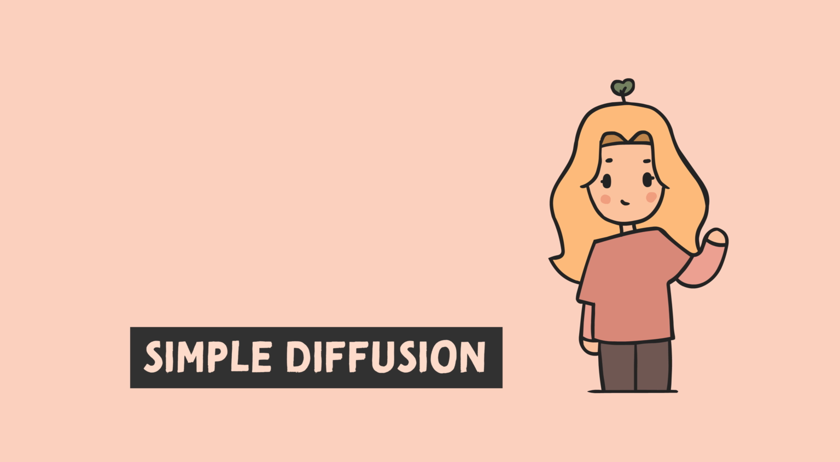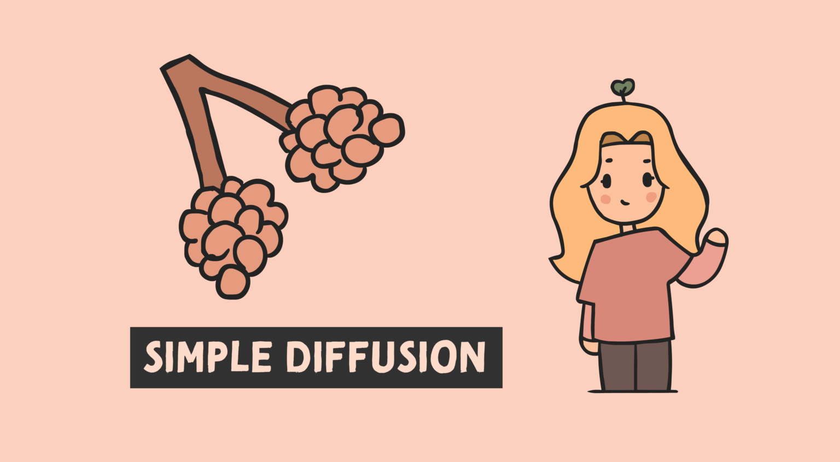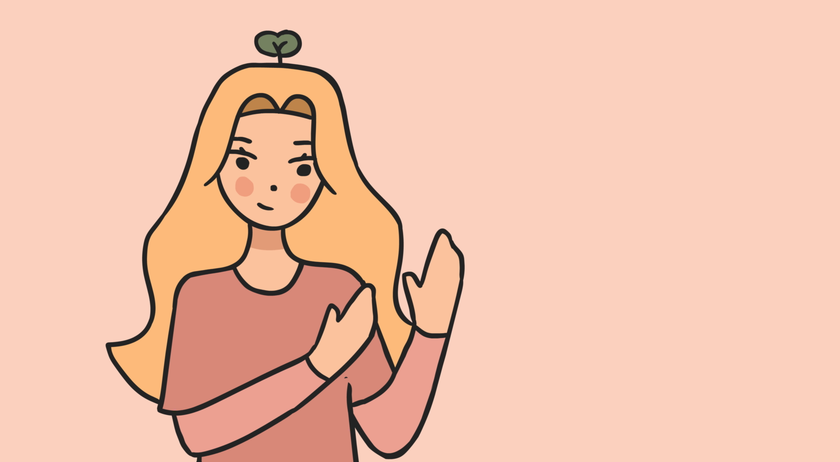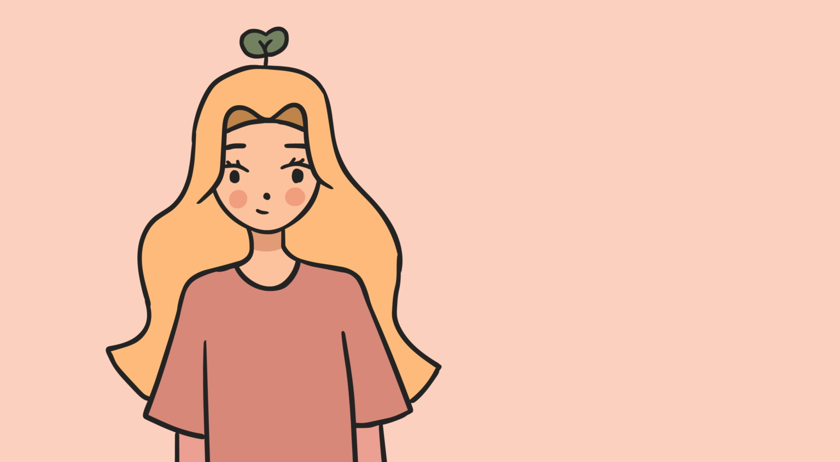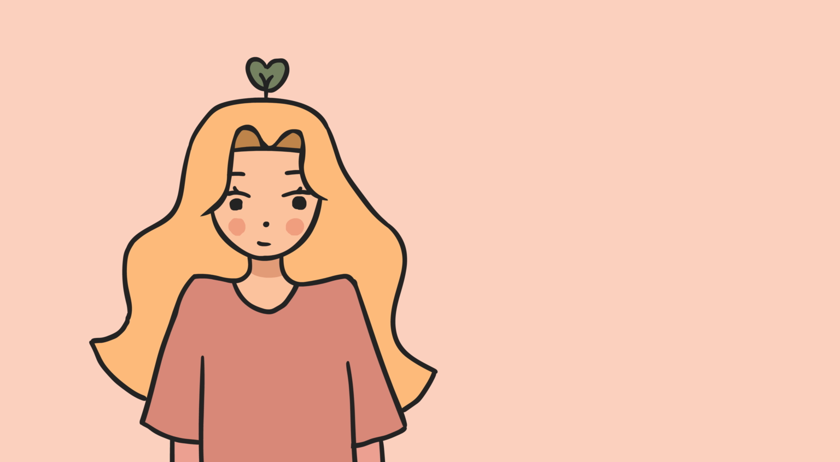Another example, this time involving simple diffusion, could be air exchange that occurs in your lungs. Since both carbon dioxide and oxygen can go through the cell membrane unassisted, this process of air exchange can occur quickly, easily, and without input of energy required.